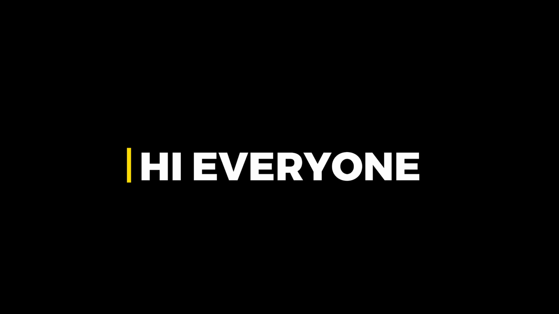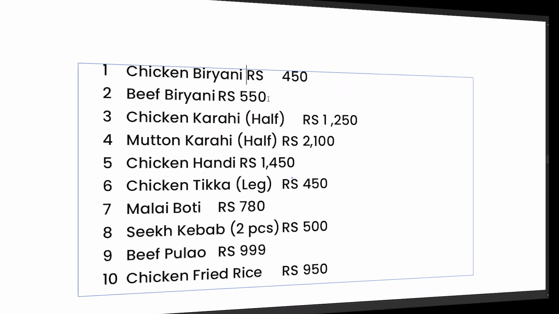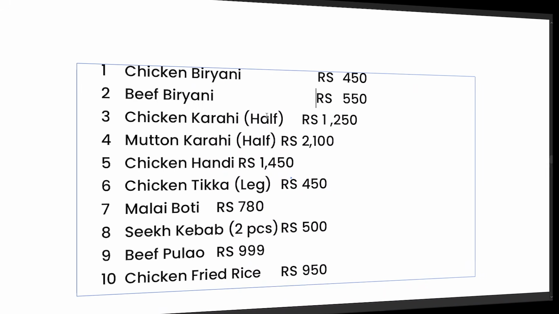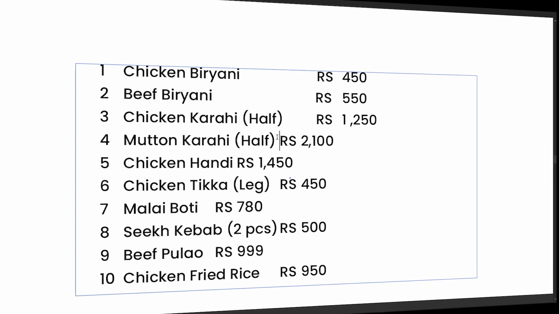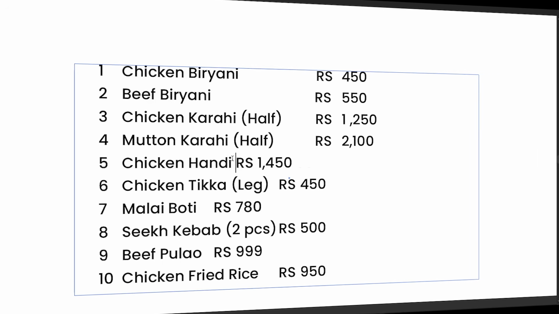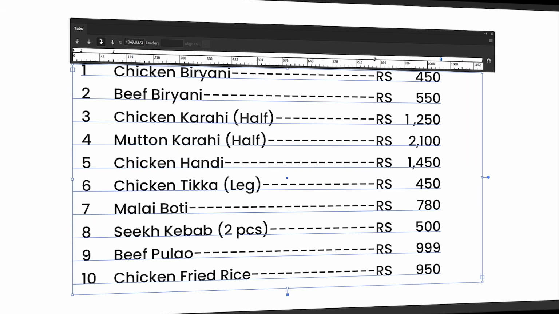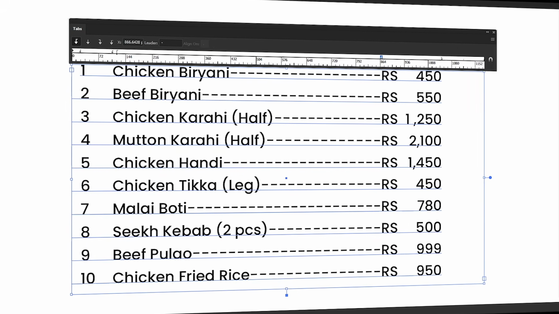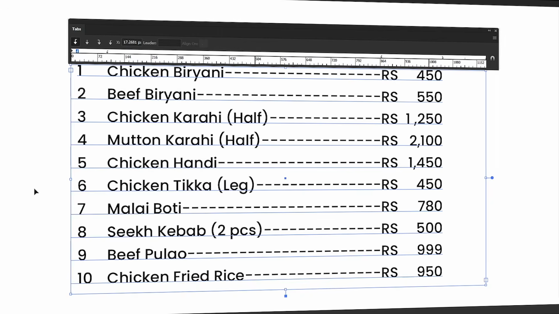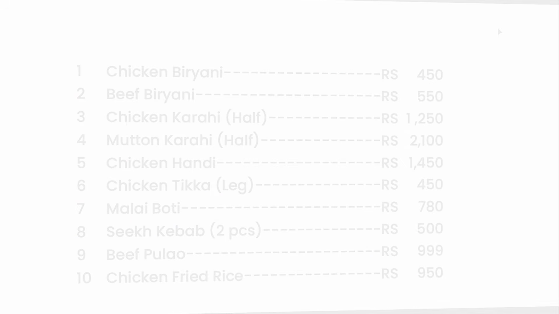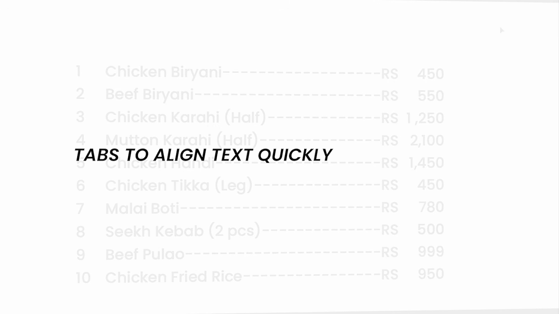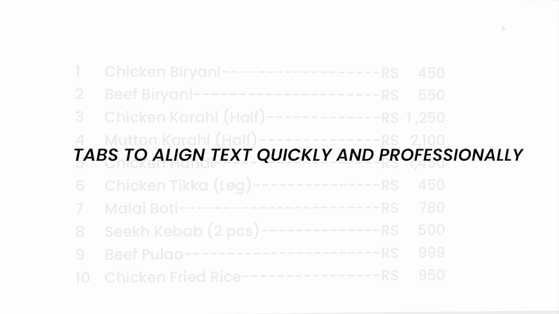Hi everyone. Are you still pressing the spacebar again and again to align text in Illustrator? There's a much faster and more professional way. Let me show you how to use tabs to align any list perfectly in just a few clicks.